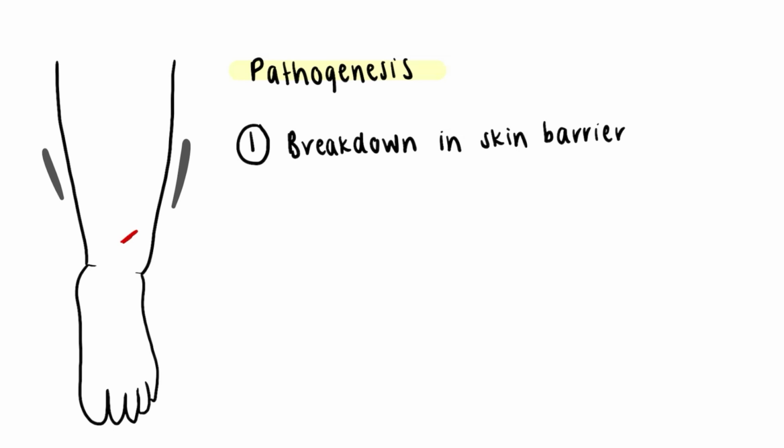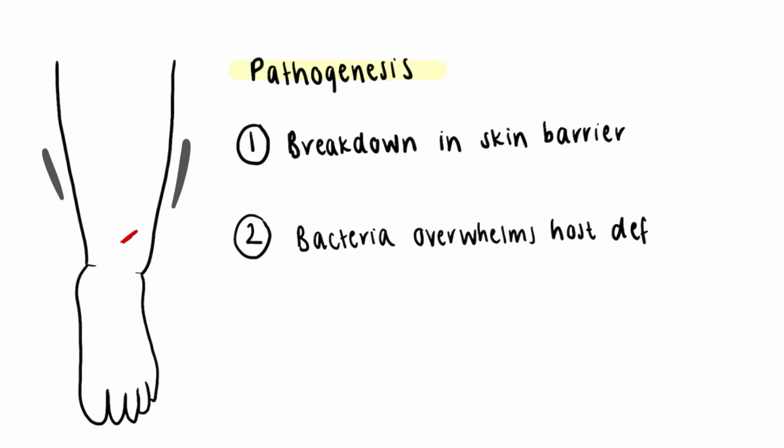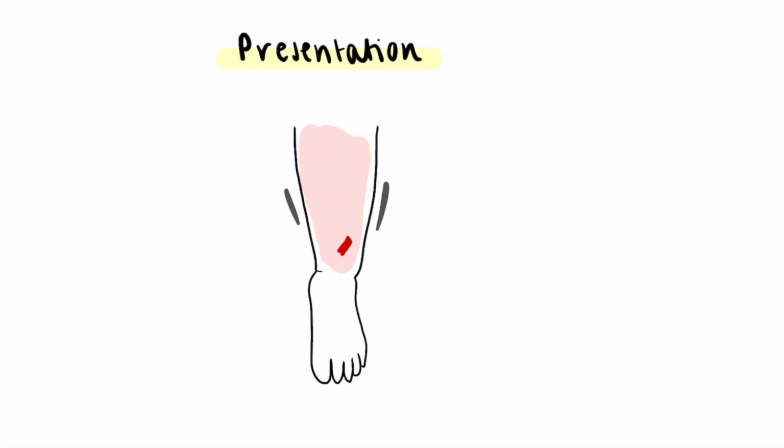bites, etc. Now, many of us will get cuts or scrapes and do not develop an infection. This brings us to the second key requirement. The bacteria needs to overwhelm the existing host defense. This occurs when the individual's immune system is unable to mount a sufficient response. This is where risk factors for cellulitis are relevant, including type 2 diabetes, age, obesity, and previous episodes of cellulitis.